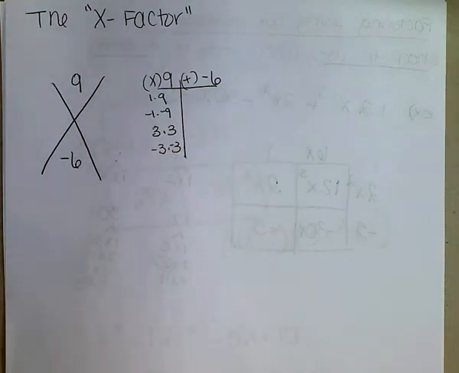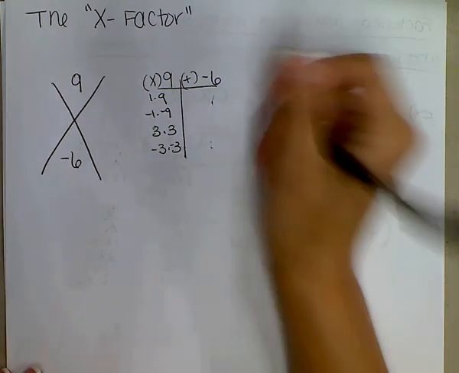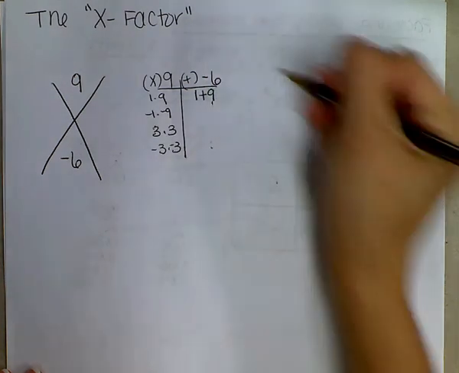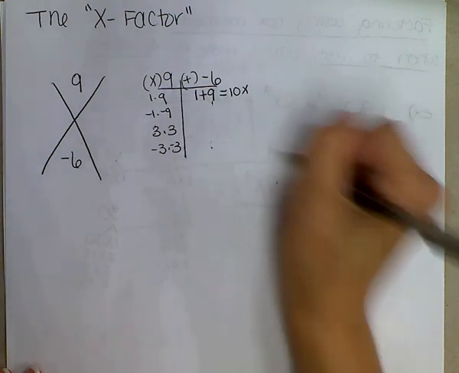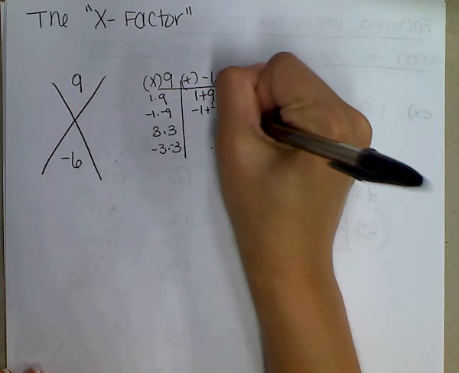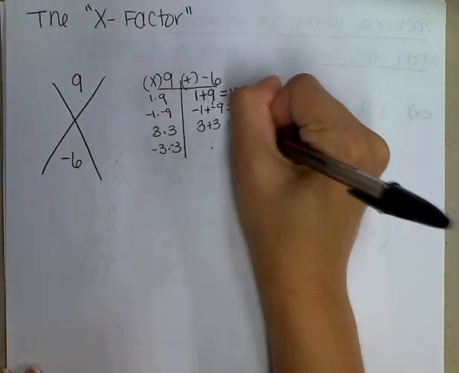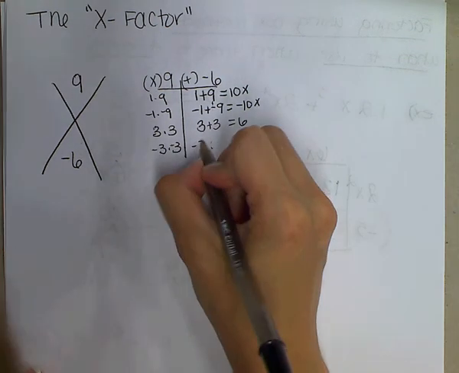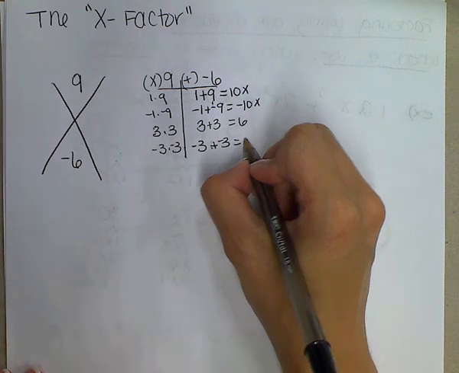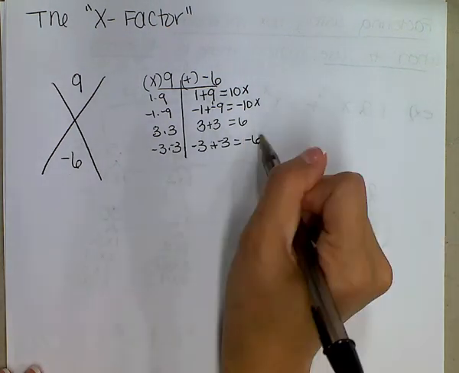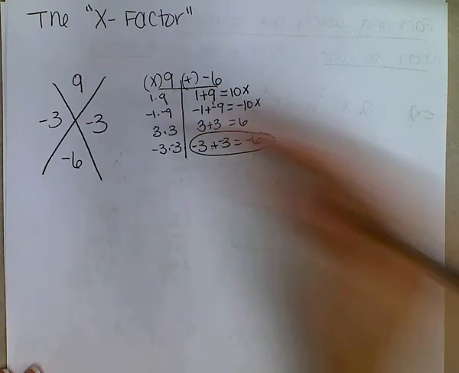So now what we want to do is check in this column to see if they add to -6. If I add the two numbers that I found, obviously this gives me 10, and that is not -6. -1 plus -9 is -10. That is not going to help us. 3 plus 3 is 6. That's kind of getting us somewhere. And -3 plus -3 is -6. So that is the two numbers we want. We want -3 and -3.